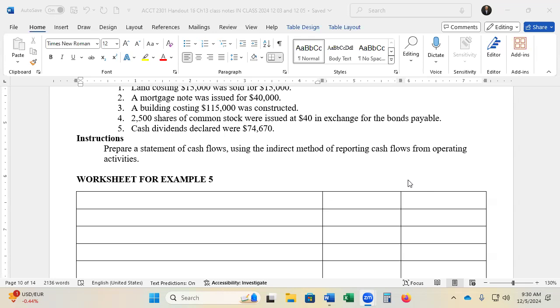We're working on page 8, example number 5, and I'm going to walk you through it. I'm handing out now the group project that'll be worked on after we finish this example.